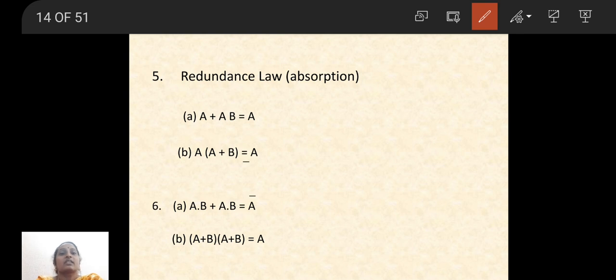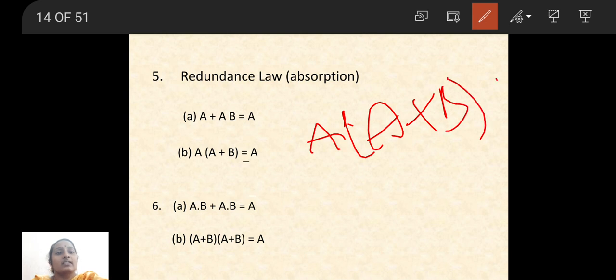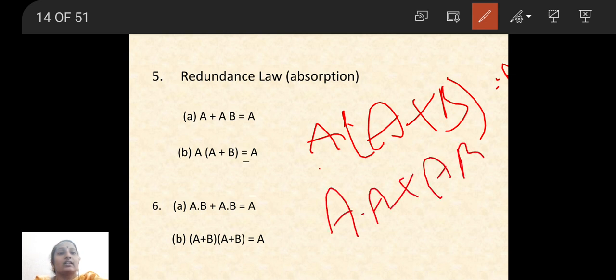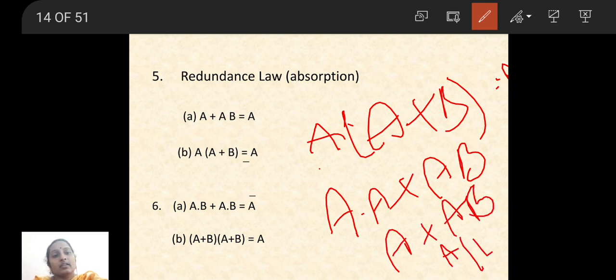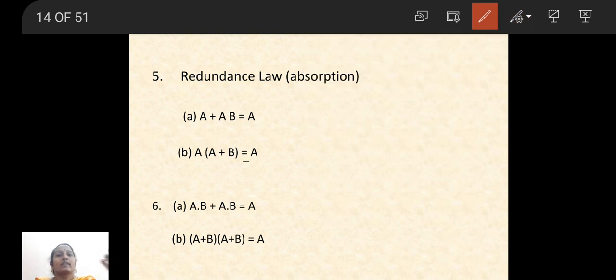And while coming to the next one, see here, A into (A plus B). How it is getting? Already I told you, identical numbers is equal to single. A into A and then A, B. A into A is equal to A. Next A plus B. Here A is common, A into (1 plus B). Next, 1 plus B is equal to 1. So A into 1 is equal to again A only. So in this way these two laws are called redundance laws. Which two laws? A into (A plus B) is equal to A, and A plus (A into B) is equal to also A.